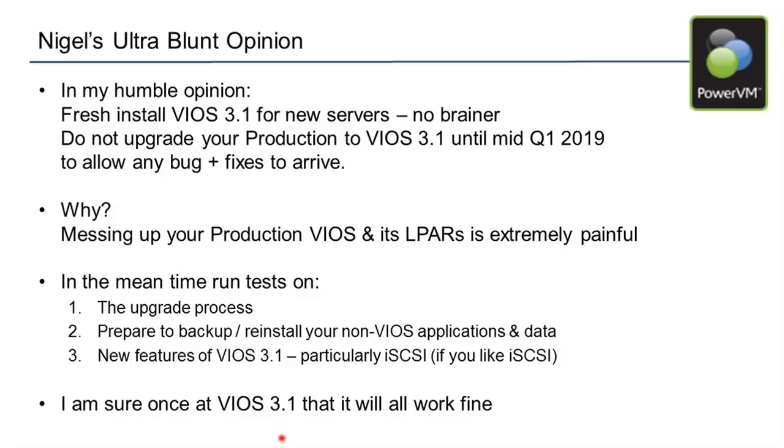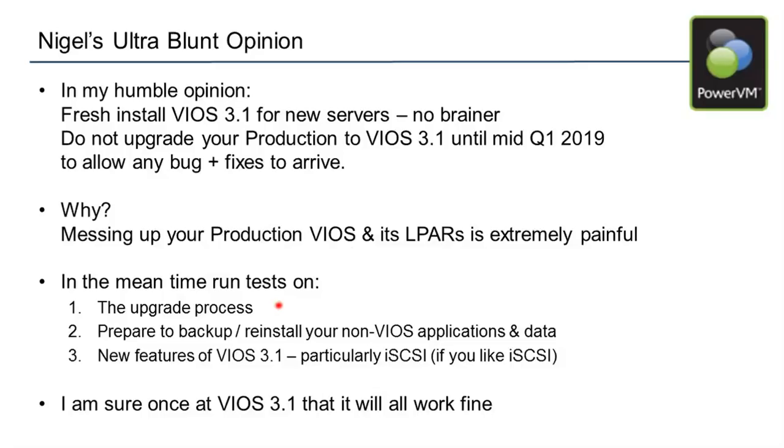So I think a sensible, cautious approach for your production machines is maybe mid Q1 2019. By then, lots of people will have done non-production upgrades. Things that come out may highlight some bugs, and some fixes will arrive. So that's a sensible approach, because messing up your VIO servers and all its LPARs is a fairly painful experience in production, and the stuff of nightmares, isn't it?